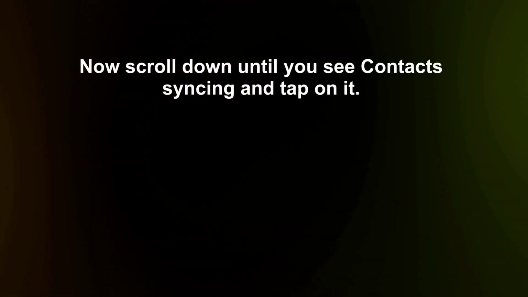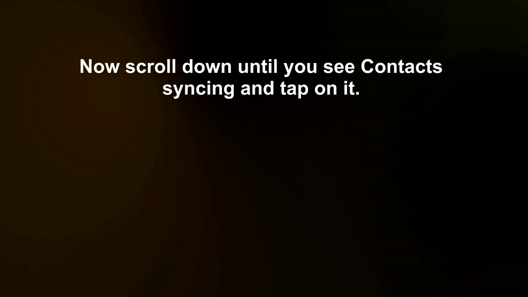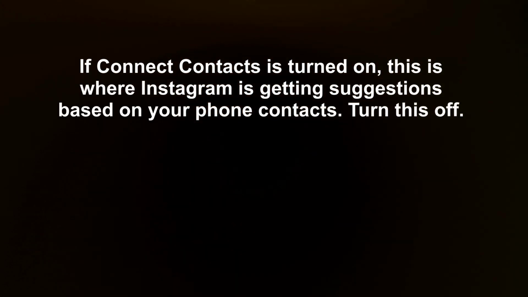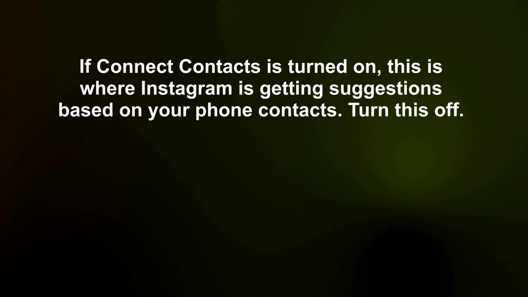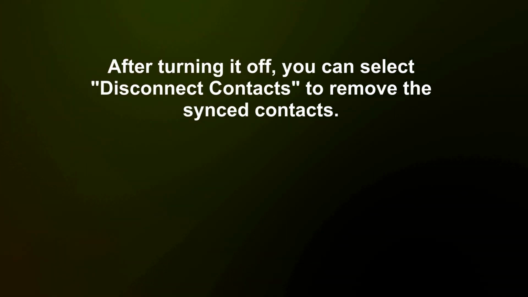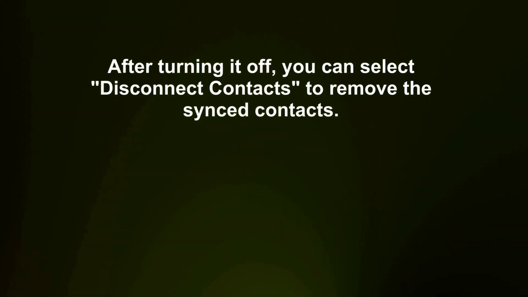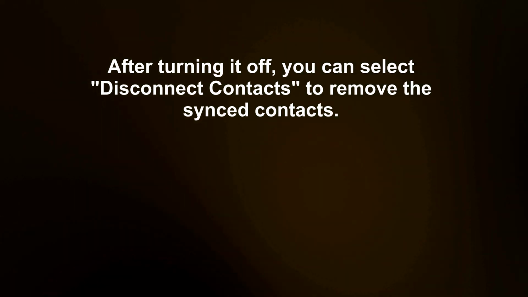Now scroll down until you see Contacts Syncing and tap on it. If Connect Contacts is turned on, this is where Instagram is getting suggestions based on your phone contacts. Turn this off. After turning it off, you can select Disconnect Contacts to remove the synced contacts.